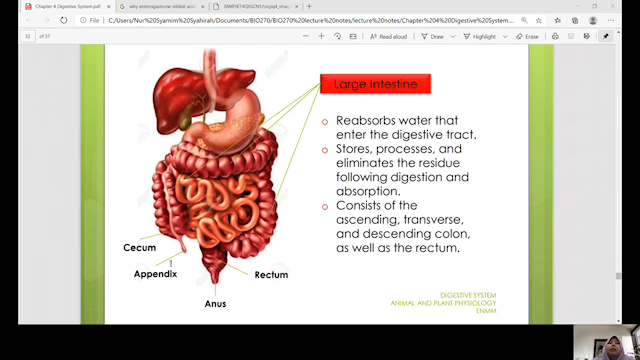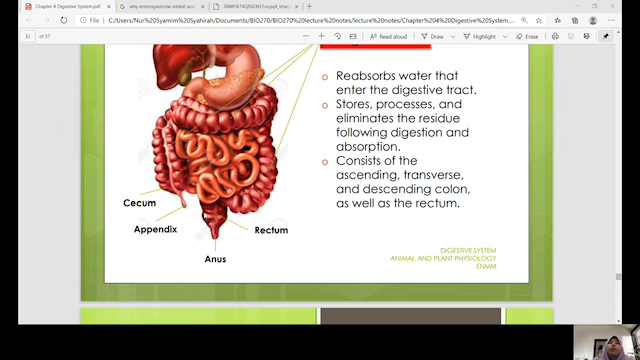And the large intestine also functions to reabsorb water that enters the digestive tract, and to store, process and eliminate the residue following digestion and absorption. So there are 3 parts: the ascending part, the transverse part of the large intestine, and the descending part followed by the rectum. So this is the large intestine, the ascending part, the transverse and descending.